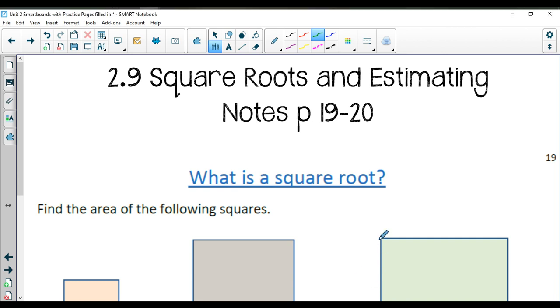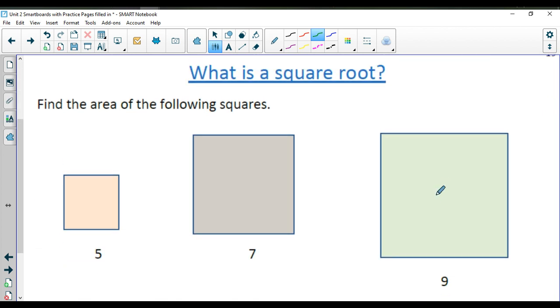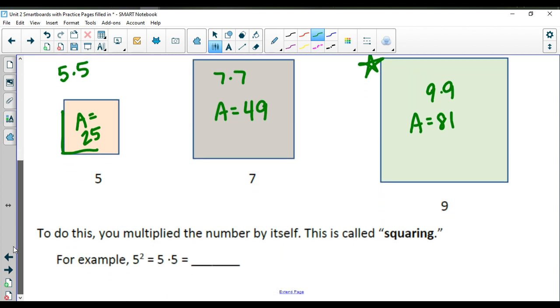So we're going to start off talking about what is a square root. We're going to talk about squares here, and we're going to talk about finding the area of those squares. To find the area of the square, you take the length of the side and you multiply it by itself. Since this square has a side of 5, the area would then be 25. Since this square has a side of 7, we'd be doing 7 times 7, so our area would actually be 49. What would the area of this final square be? 9 times 9 for the side, so your area would end up being 81 in that case.